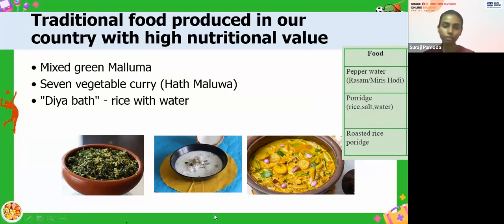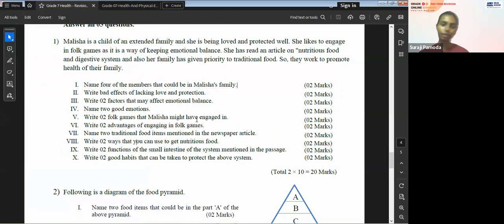So can you write two traditional food items if you are asked to write? Okay. Right, let's go to the next one. Write two ways that you can use to get nutritious food. So, can somebody tell me what are the ways that you can get nutritious food?